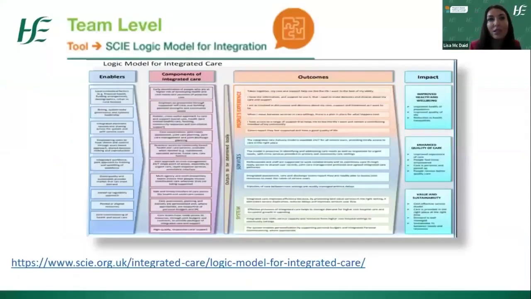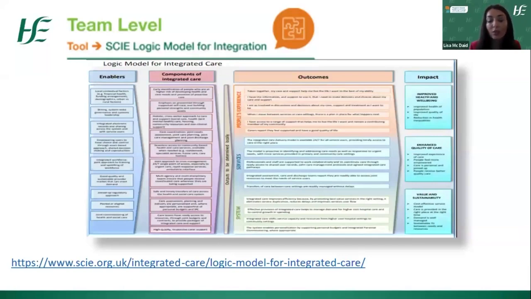So this is the SCIE logic model for integrated care. It was developed by the Social Care Institute for Excellence, known as SCIE. It is a logic model, so it is designed to help teams plan, implement, and evaluate integrated care initiatives by offering a clear roadmap to align resources, actions, and outcomes.